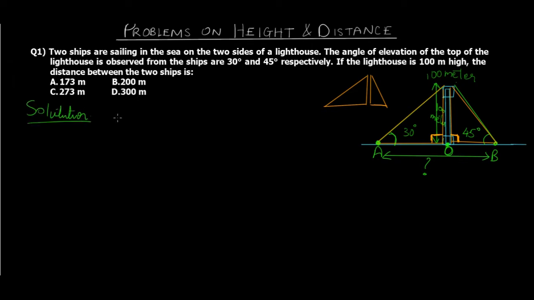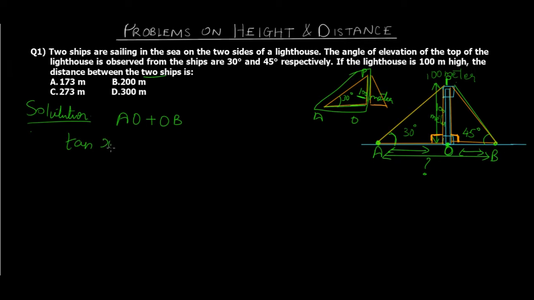Now the distance is going to be length of AO plus OB, that is this length plus this length, which is going to be the actual distance between the 2 ships. So let's first try to find out AO. So this is the triangle that we are talking about right now. We have the angle as 30 degree and this is 100 meters length. Let's consider this top point as P. So we have PAO. Which trigonometric value would include this perpendicular and this base?